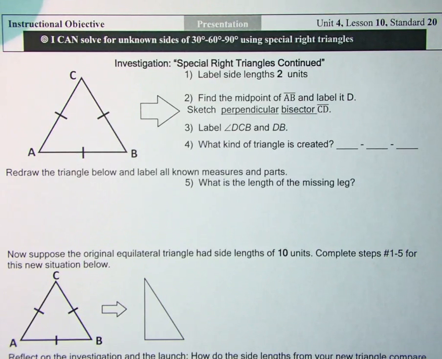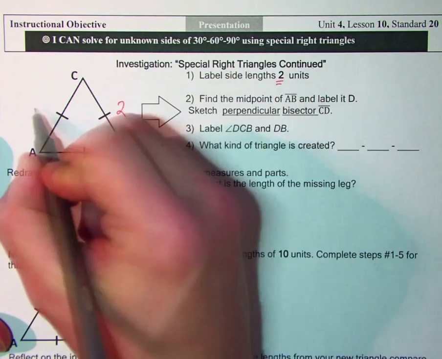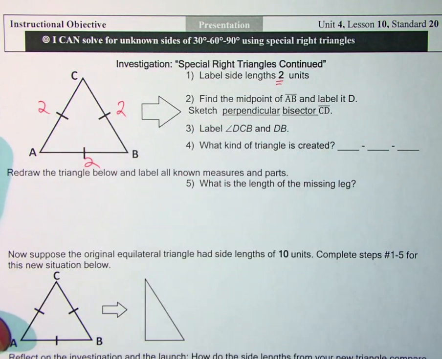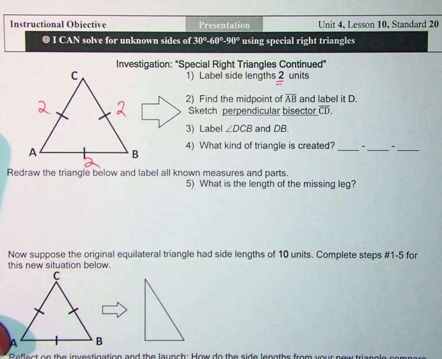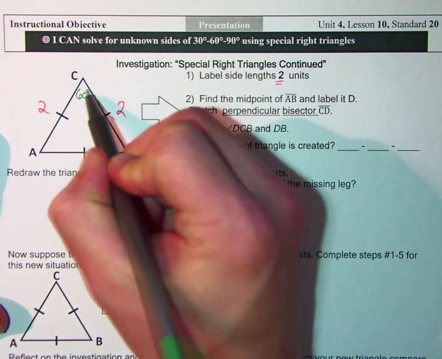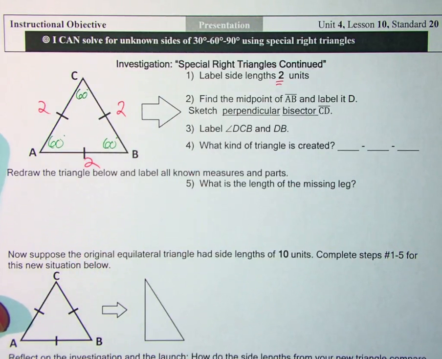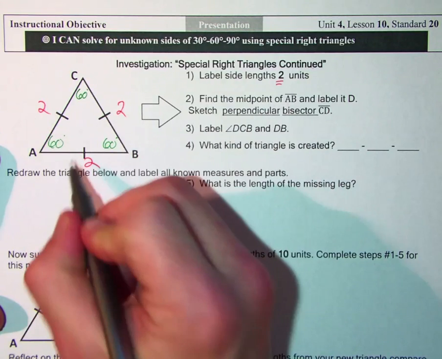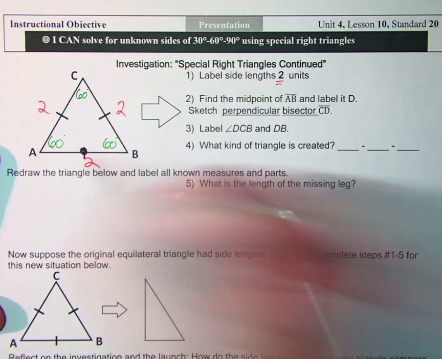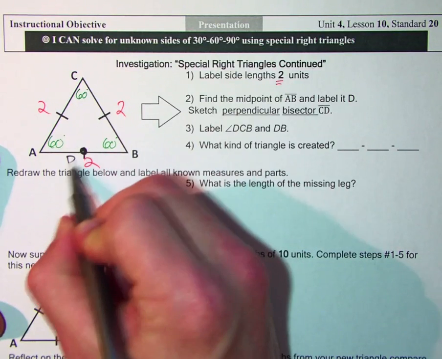And let's go ahead and do this little investigation. Our side lengths are going to be 2. And if it's equilateral, then we also know it's equiangular, don't we? So you can go ahead and say that these are going to be 60, 60, 60. Now, I want the midpoint of AB. Okay, I'll make the midpoint right there. And I'm going to call that D.